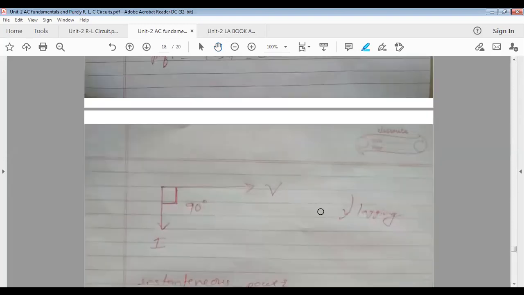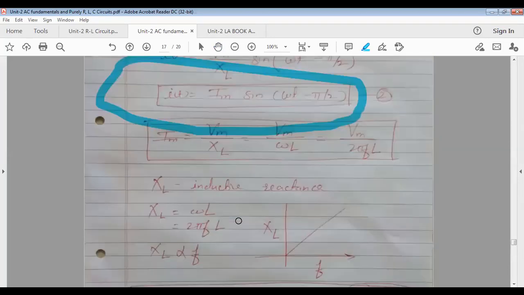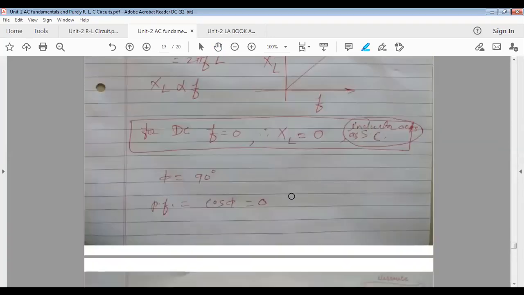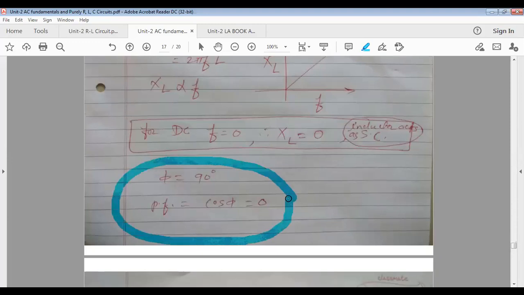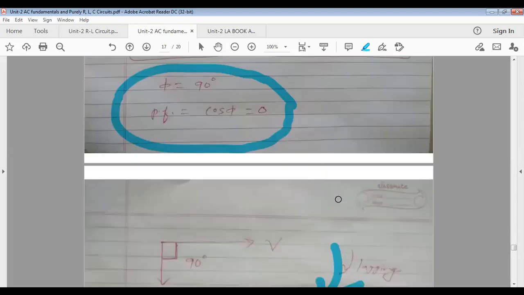Lagging parameters in a phasor diagram are measured in the clockwise direction. Here you can see current lags voltage by 90 degrees, so the phase difference is 90 degrees. So the power factor will be 0. Correct. Power factor is 0.